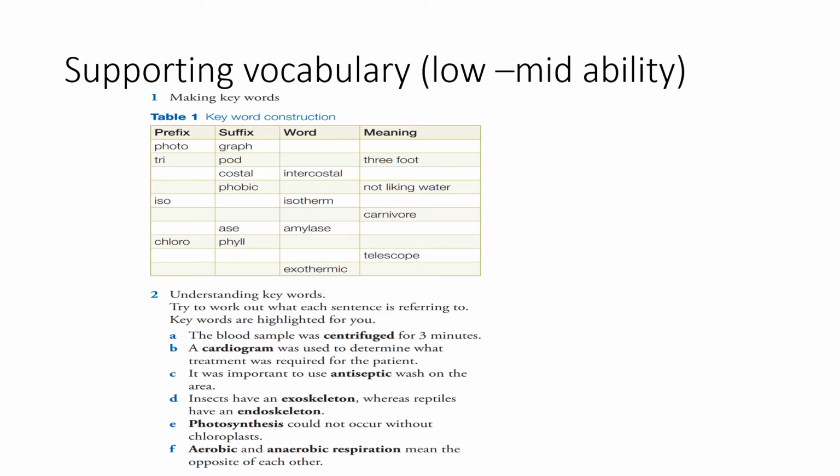You can extend it by getting them to understand the meaning of the words and then go around the class and find out what other people in the class have written so they can compare and contrast.